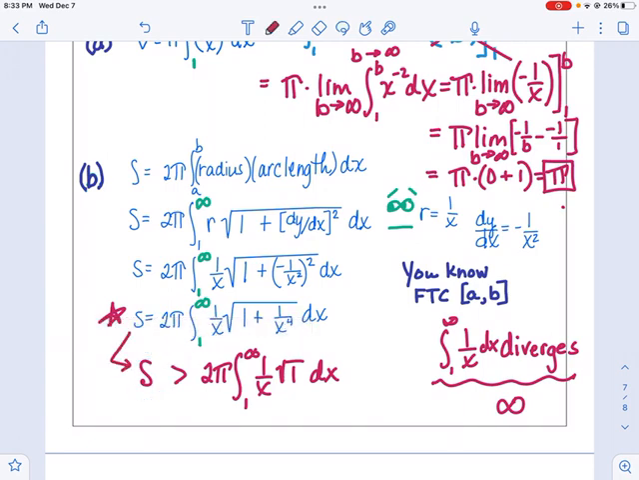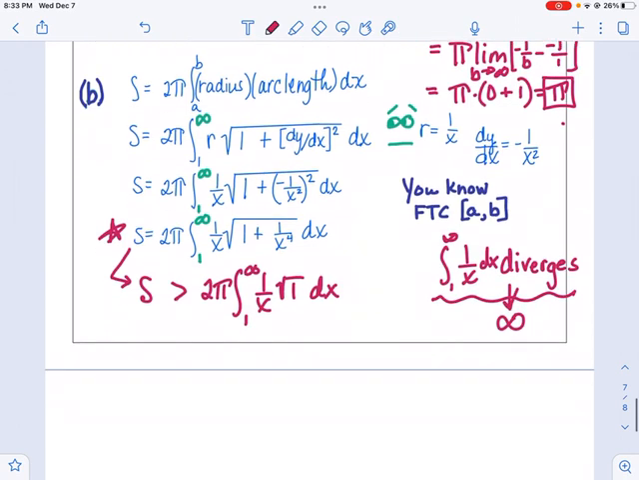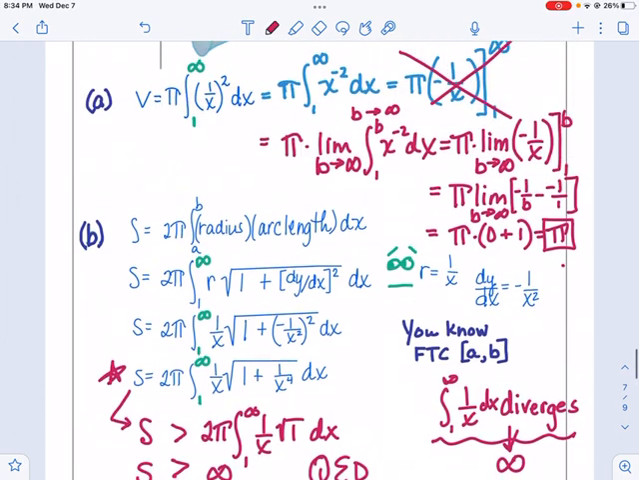So think about this. 2 pi times this thing is going to go to infinity. So the surface area integral is going to be bigger than something that is going to be infinity. So we're done there. QED, it's going to diverge. It's going to go to infinity. Diverging means it's never going to stop collecting surface area. It's going to be infinite as it goes all the way out to infinity, looking at that diagram.